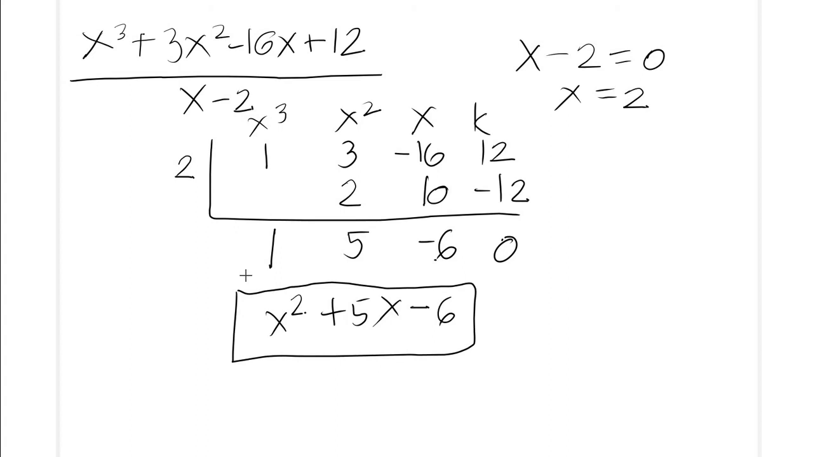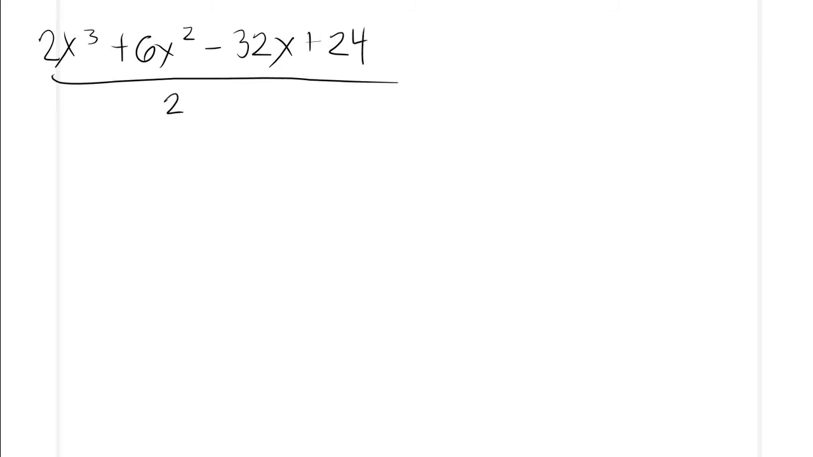Okay, let's try another one where the leading coefficient of the denominator is not 1. Instead, it's 2. So let's see what happens. So 2x cubed plus x squared minus 32x plus 24 divided by 2x plus 12.